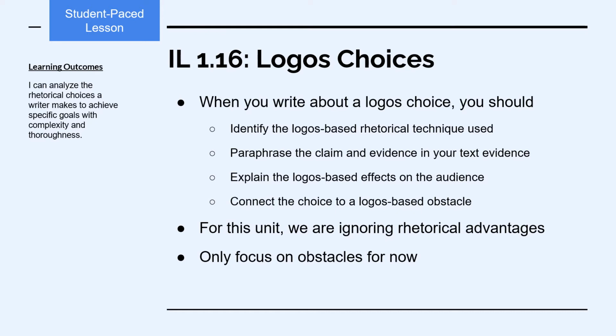When you write about a logos choice, you should identify the logos-based rhetorical technique that's used, which in every case will be some sort of argument. Paraphrase the claim and evidence of the argument in your text evidence. Explain the logos-based effects on the audience, and connect the choice to a logos-based obstacle. For this unit, we are ignoring rhetorical advantages, only focusing on rhetorical obstacles in our analyses for now.